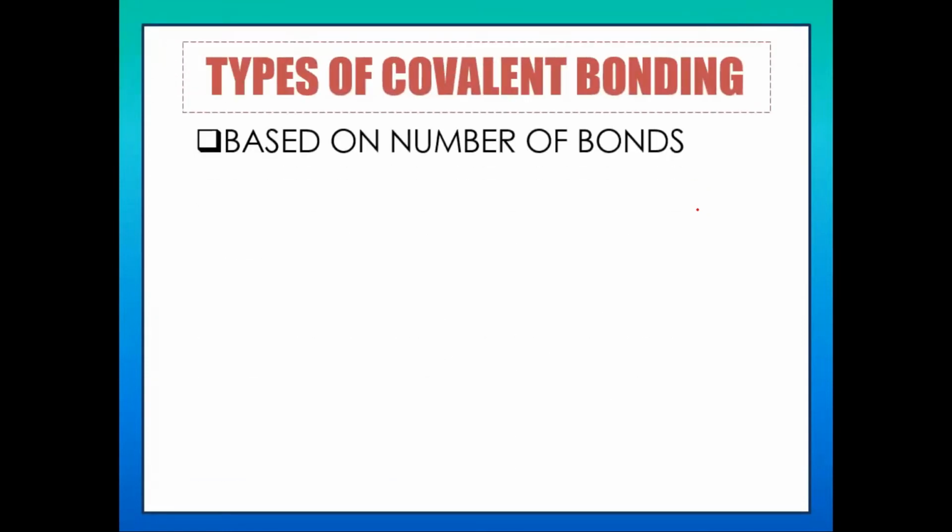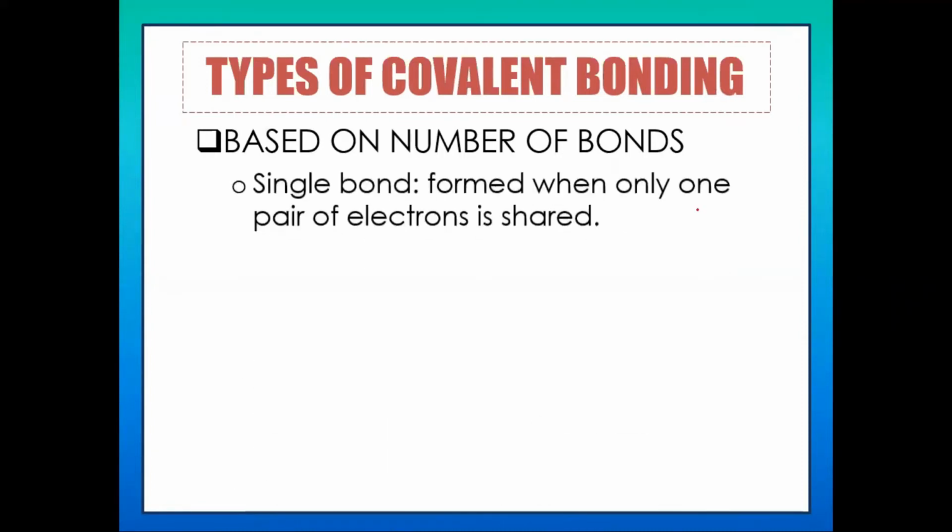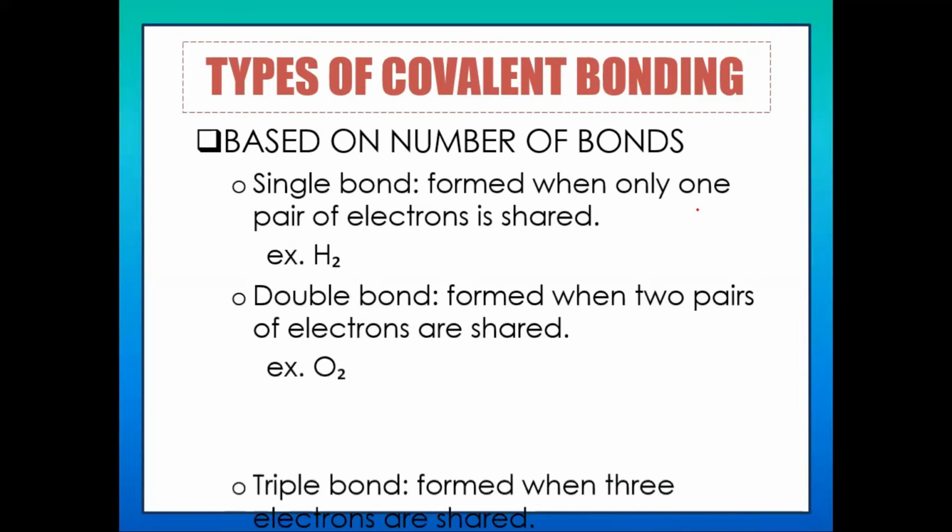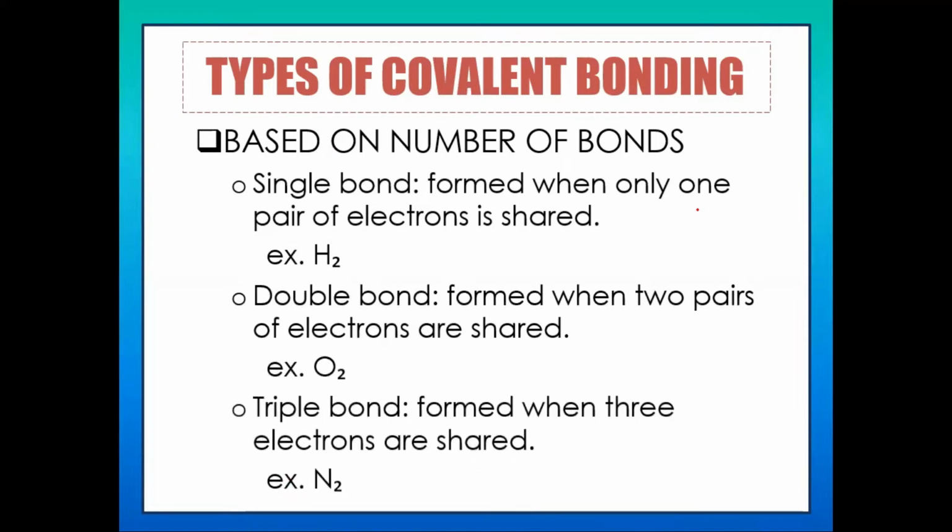Now, let's talk about how we can illustrate or draw the Lewis Electron Dot Structure of compounds under covalent bonding, okay, or following covalent bonding. Now, before that, let me share with you concepts regarding the different types of covalent bonding, which, first, is based on number of bonds. So we have single bond, double bond, and triple bond. So for single bond, formed when only one pair of electrons is shared in the bonding.